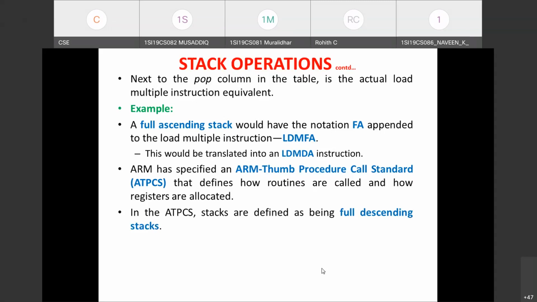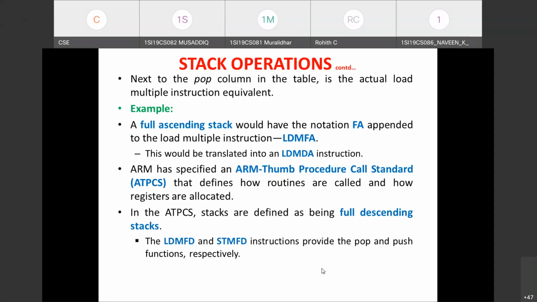The full descending stack means to perform the insertion operation, first we need to decrement the stack pointer and then the data is to be inserted. Okay, so that is the STMFD. STMFD and LDMFD are the instructions which provide the push and pop operations respectively. So here LDM means it is a pop operation, STM means it is a push operation.